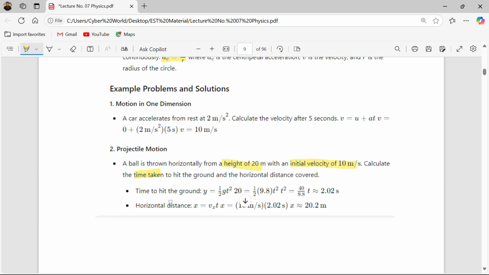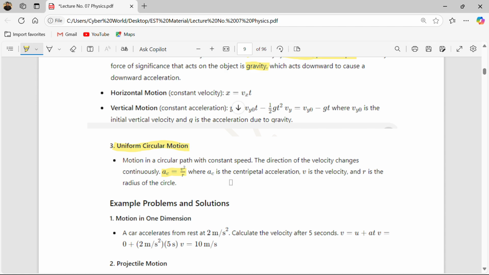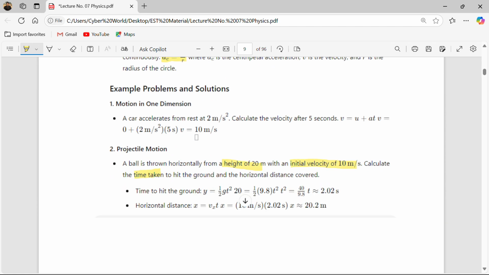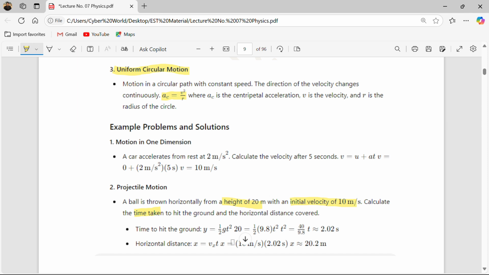First of all, you can find the time to hit the ground by this formula: h equals 1/2 g t square. This is basically the formula for time of flight. Your y dimension height is given, which is 20. 1/2 g, where gravity is 9.8, t square. We have to find the time, so t square and all other aspects go to the other side. So t square becomes equal to 40 by 9.8. Take the square root and you will get 2.02 seconds.